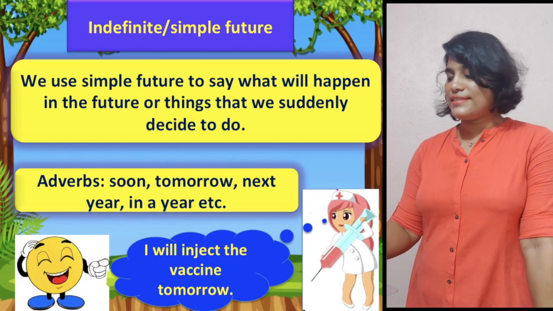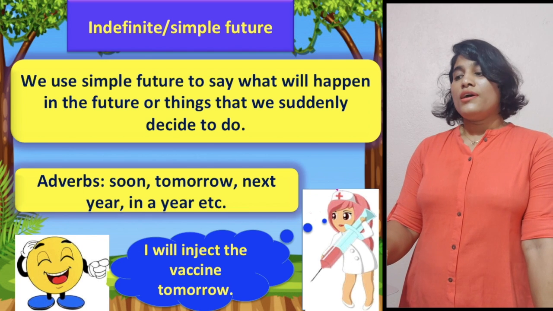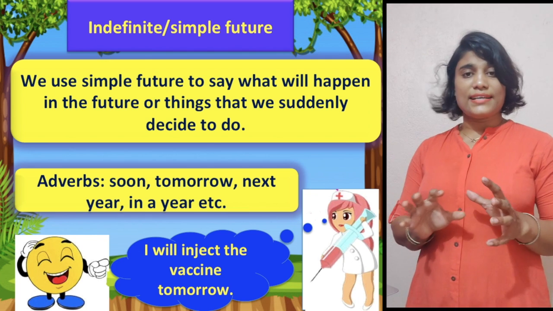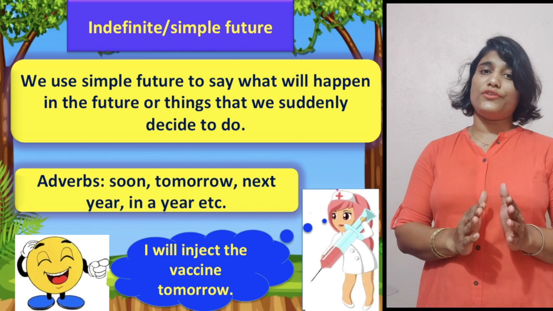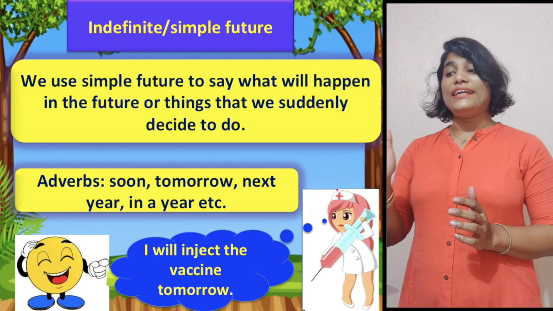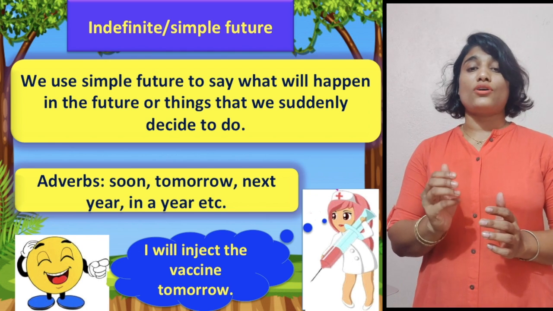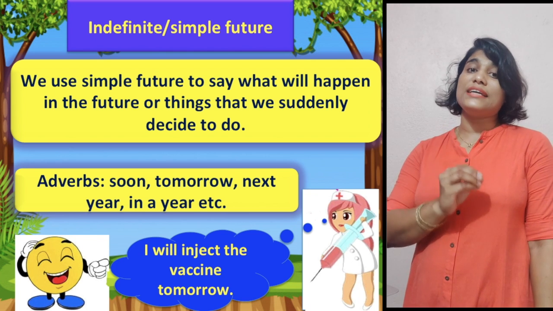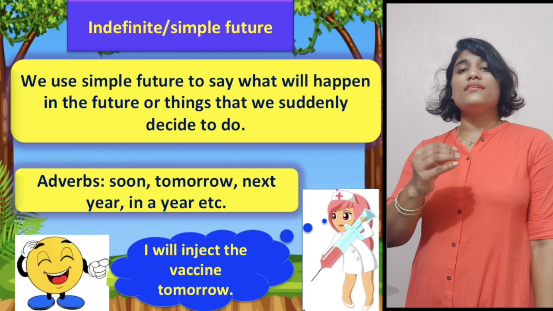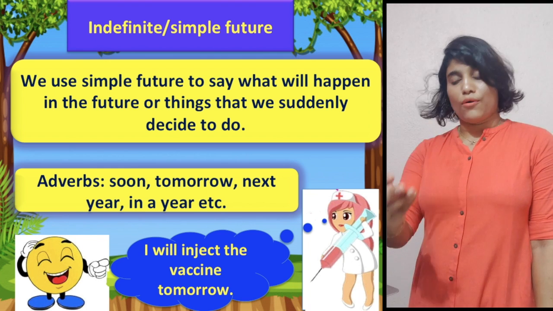Here is another example: I will inject the vaccine tomorrow. In this example, you find the main verb inject is used with an auxiliary will, and definitely the adverb tomorrow also denotes the idea that the action is not performed yet. It is something that the lady is going to do after now.